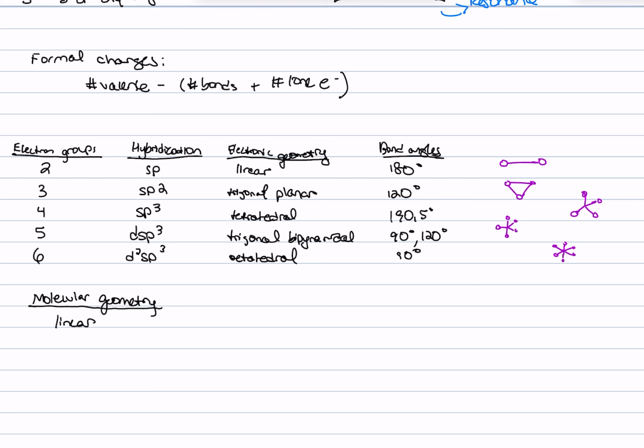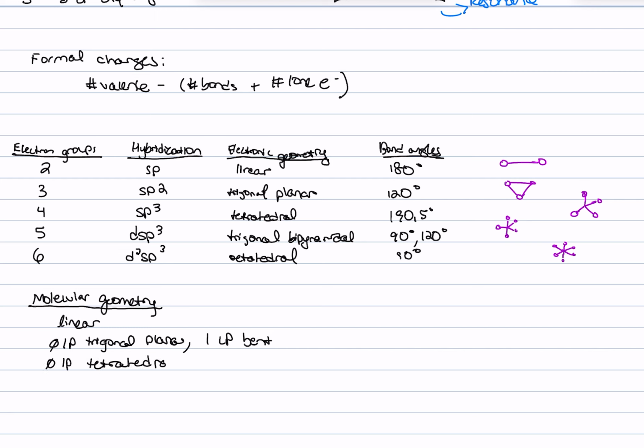Then for tetrahedral, once again, if there are no lone pairs, that means it's still the same. But if there is one lone pair, that means that one's removed, and so it's trigonal pyramidal, just based on the shape. And then if there are 2 lone pairs, that means it's bent.